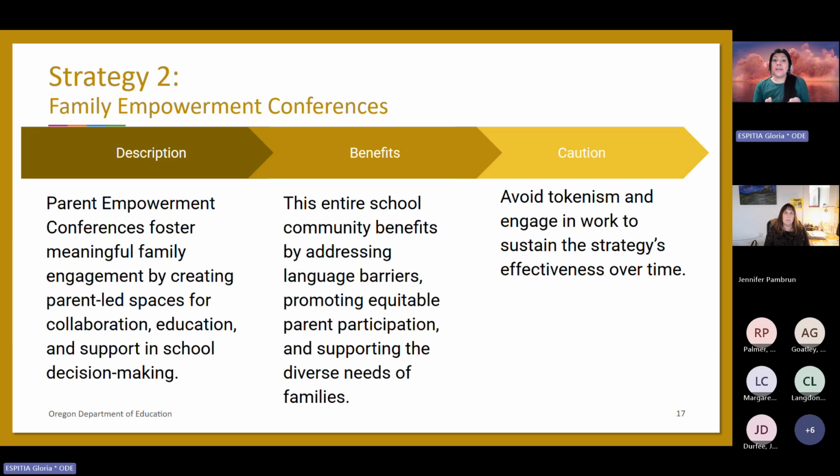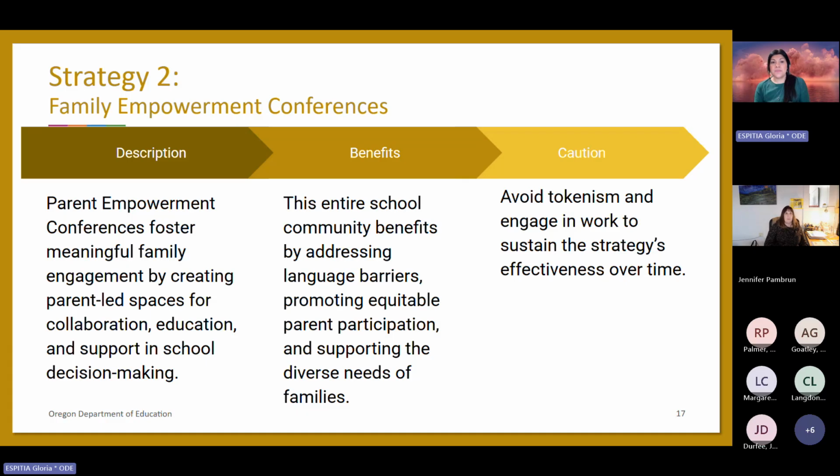And so parent empowerment conferences are an evidence-based strategy designed to promote meaningful family engagement and school decision-making. The approach centers on creating structured, parent-led spaces where caregivers can share perspectives, build awareness, and collaborate with school representatives, with educators serving as facilitators by engaging parents in committees and partnering with district advocates. Schools can provide workshops and discussions focused on understanding the education system, parents' rights and responsibilities, and strategies to support student success.